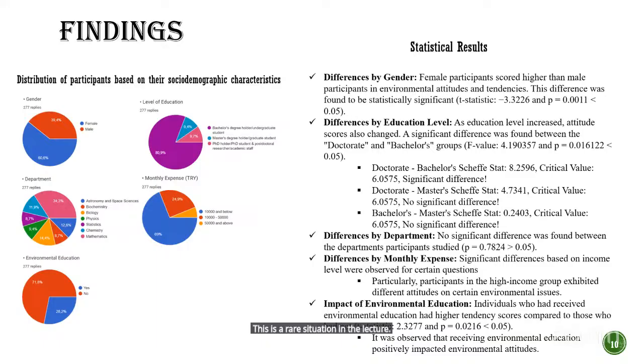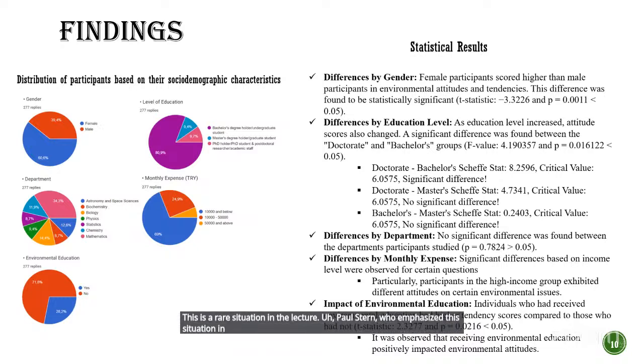Paul Stern, who emphasized this situation in a study published in 2000, said that financial means are not always directly proportional to environmental responsibility awareness, and that other factors can also be effective in environmentally friendly behavior.